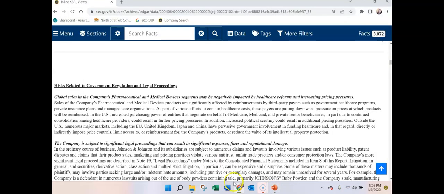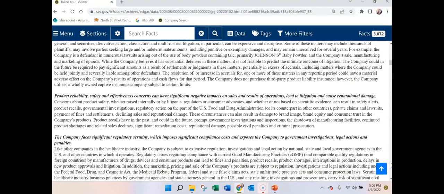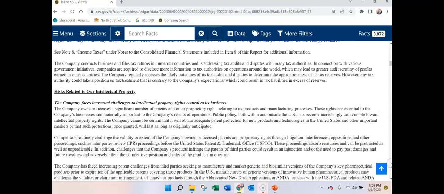Legal proceedings, let's talk about any major lawsuits that the company might be dealing with. And we can see that there are some important legal proceedings for Johnson & Johnson.